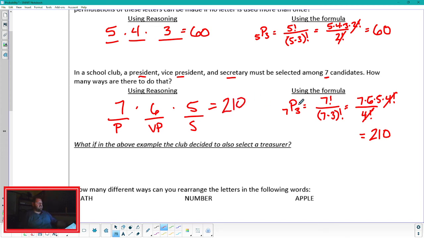Now I want you to think about this. What if they decided to also select a treasurer? Are the number of ways going to go up or go down? And I want you to put your guess right here.